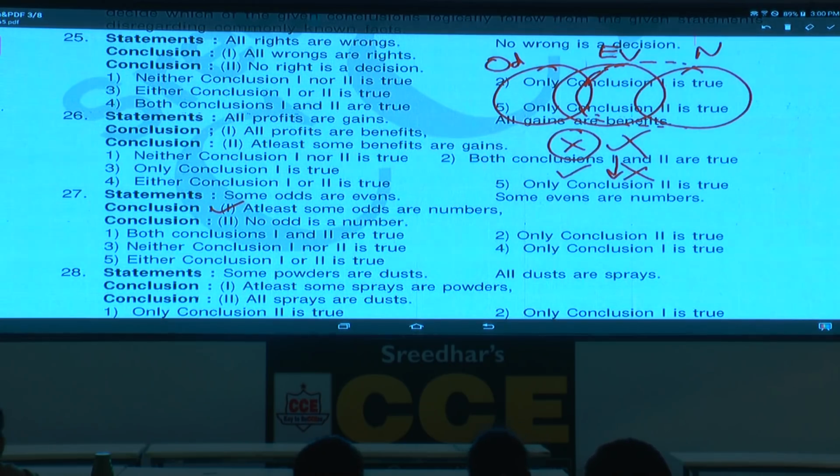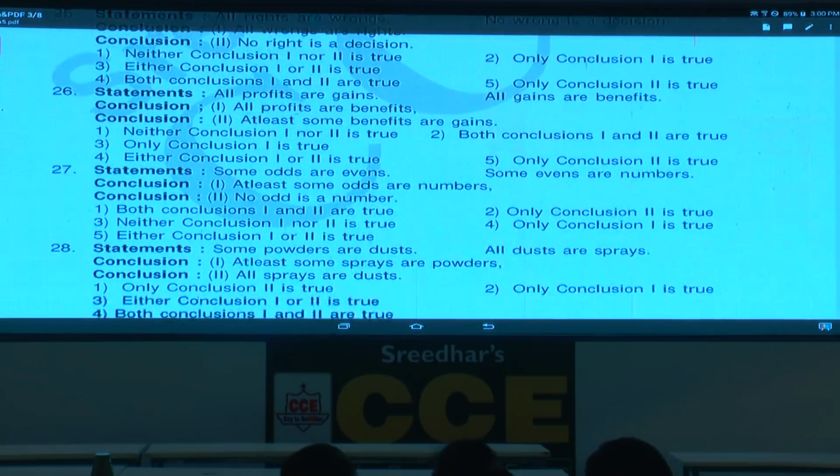Hence what is your answer here? When the first conclusion is false, second will be true. The second is true, first will be false. Between these two only one must follow, hence it is either 1 or 2. Either 1 or 2, that is choice 5. 27, choice 5.